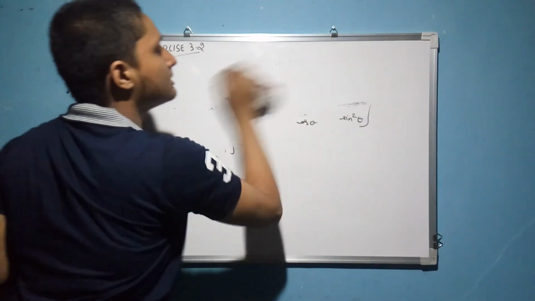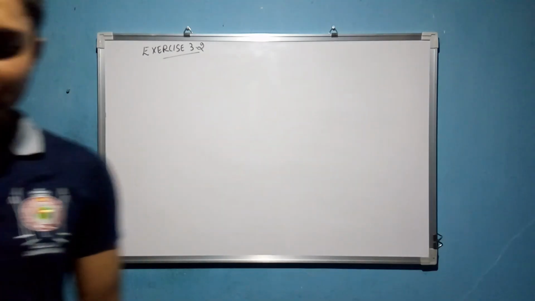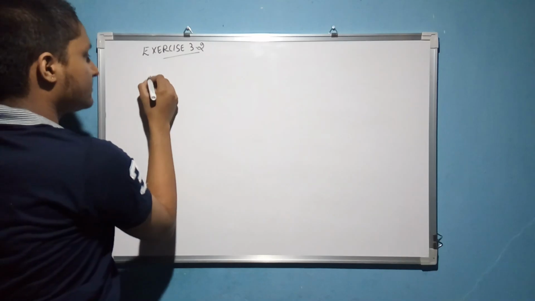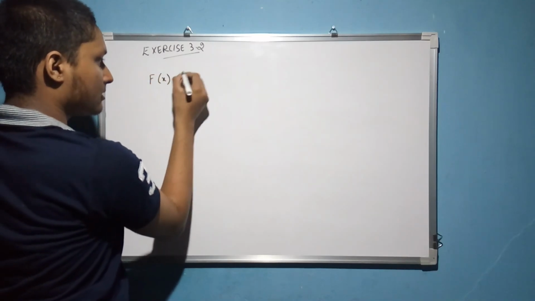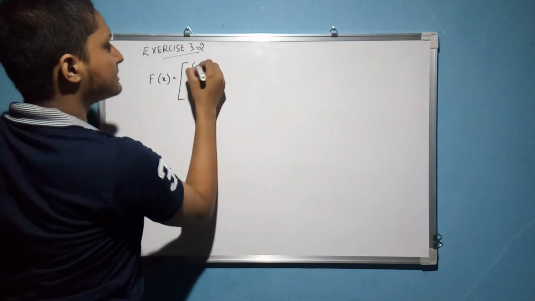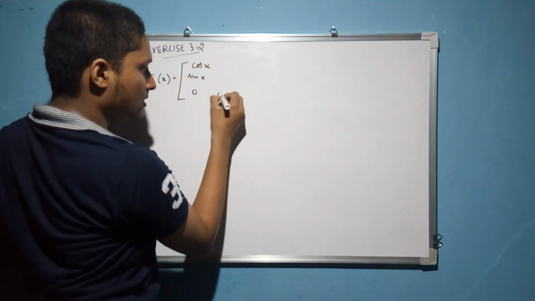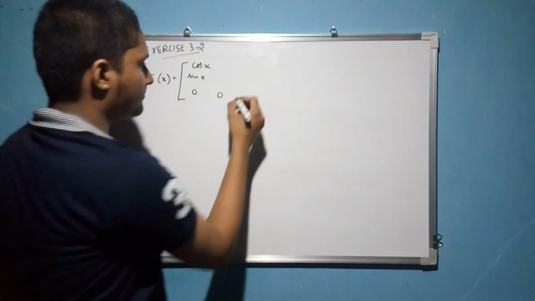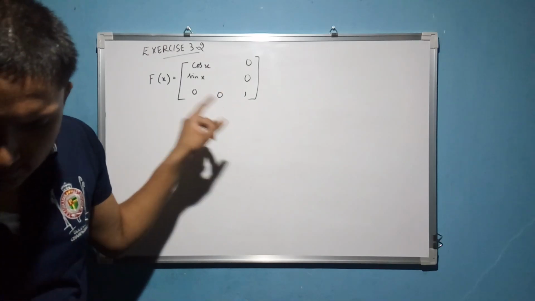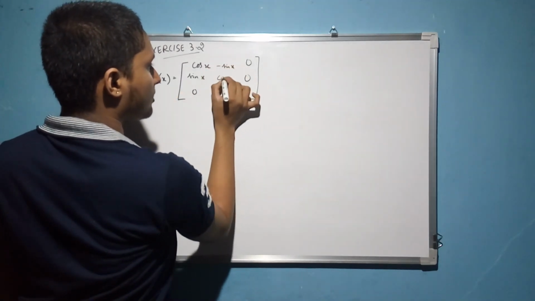In the 13th question, it is all about another matrix. The chapter is about matrices. It is a function f of x. So we'll consider the matrix. The matrix is cos x, sin x, 0, and 0, this is 1, 0, 0. Okay, these two things are minus sin x and cos x. Minus sin x and cos x.